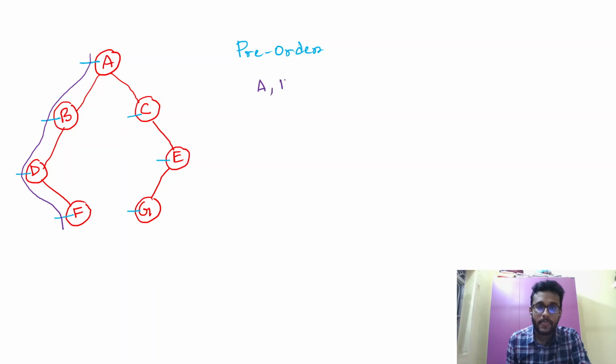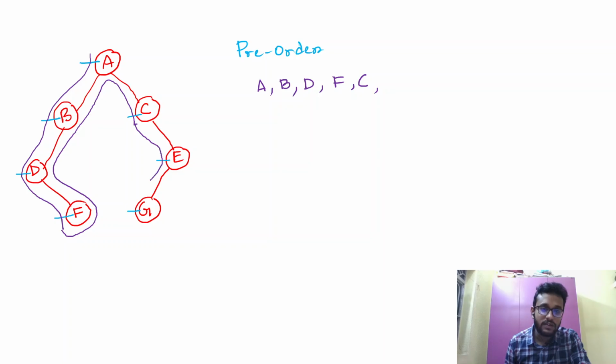A, B, D, F. Now we will go on. Again intersect, again intersect, then C. Now go, okay, intersect G. E and the G. Okay.